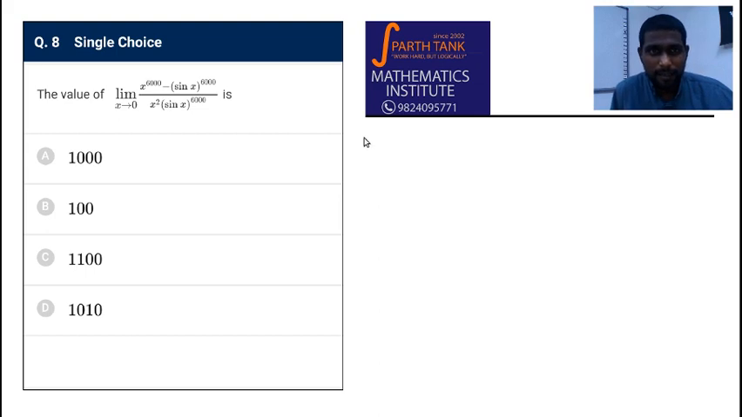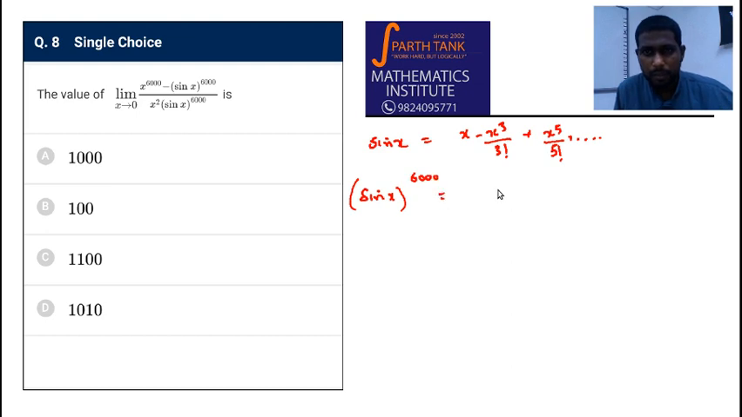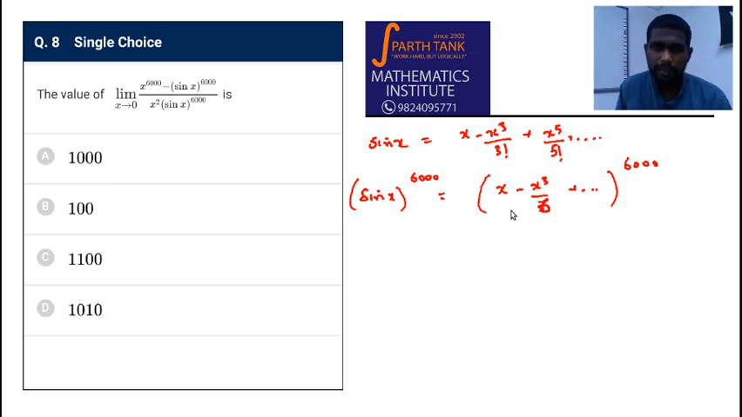using series. Now remember, the series expansion of sin x is x minus x cubed by 3 factorial plus x to the power 5 by 5 factorial and so on. I am going to approximate it using two terms alone because we need sin x to the power 6000. Now this can be written as x minus x cubed by 3 factorial, which is 6, plus higher powers, the whole power 6000. Now we will write the lowest two terms, the powers of the lowest two terms, which will be based on the first two terms alone, right?